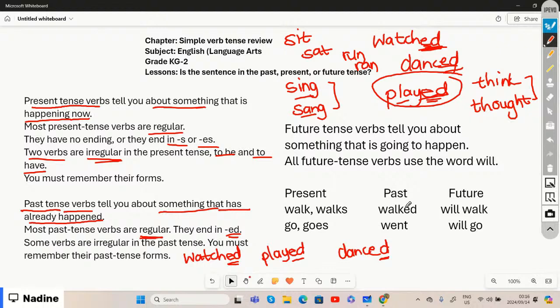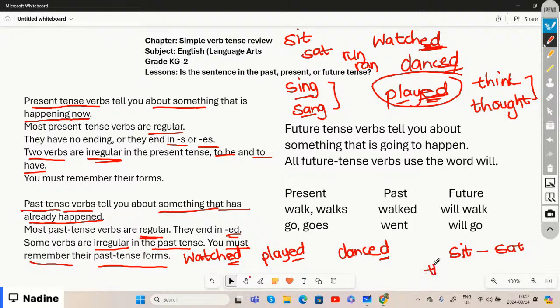But then some of our verbs are irregular in the past tense, right? And remember, we said if it's irregular in the past tense, then you must remember the past tense form because we cannot say add ed, add d. We cannot say do that. There's no rule that you follow where it's going to be like a repetitive thing, right? With irregular past tense, you're going to have to remember the form of that verb. And we made examples of sit, I sit now. Earlier on, I sat on my chair.